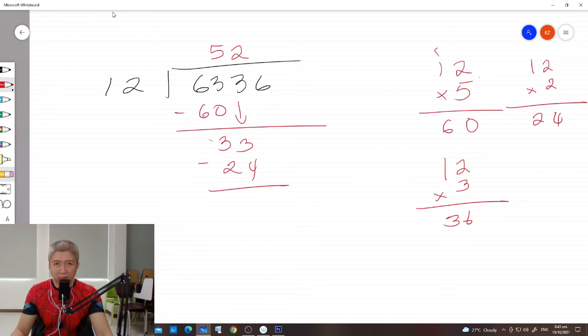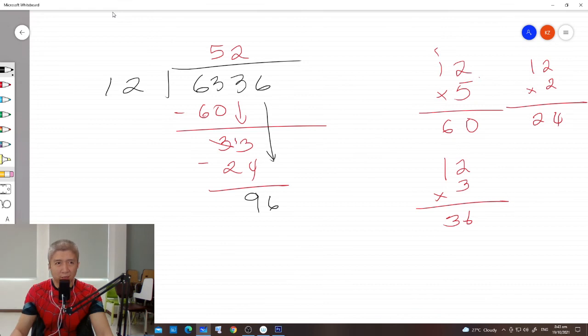Okay, 3 minus 4 cannot be. Borrow 1 from 3. So, 13 minus 4 is, ilan ito? Okay, sorry, 9. Okay, so 13 minus 4 is 9. Then, bring down tayo ng 6, 96.